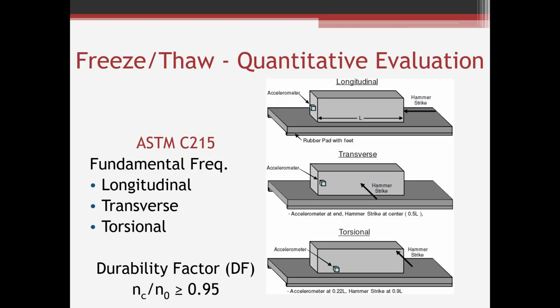So part of the test method in ASTM C666, they reference this other test method, ASTM C215, where we're testing the fundamental frequency in the longitudinal, transverse, and torsional directions. In the longitudinal direction, we put an accelerometer on one side and we strike it with a hammer on the other side, and you get a wave that travels through the concrete, and we do some calculations and figure out what the fundamental frequency of that material is.